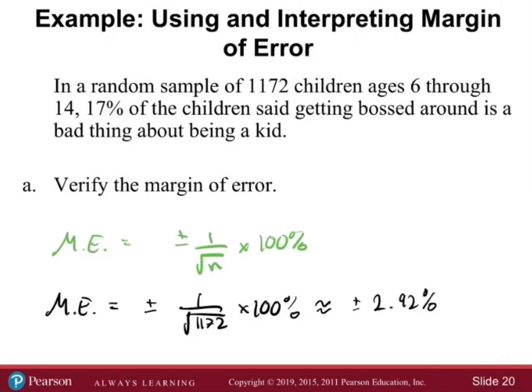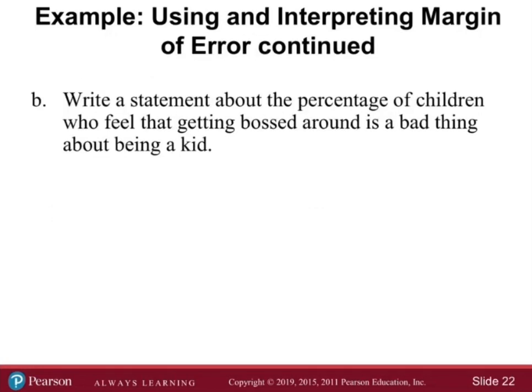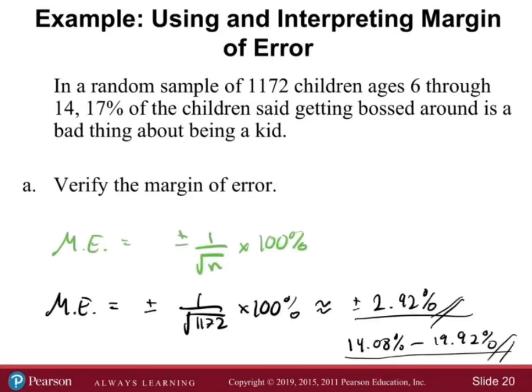So then, like 14 point something to 19 point something. 14.08. Let me see. 14.08 to 19.92. All right, let's see how we did. Yeah, that's what we got. Okay, so I guess we didn't need that other part. Let's get rid of this. Okay, that's fine.